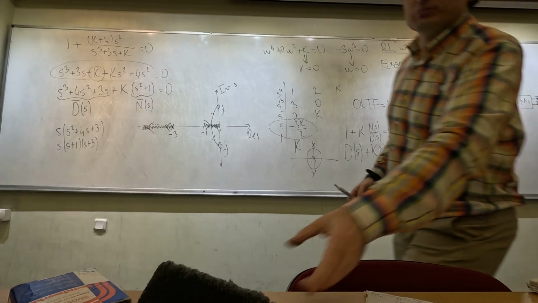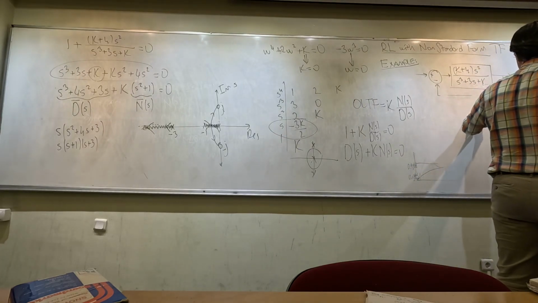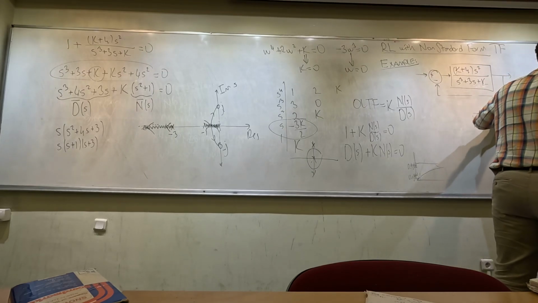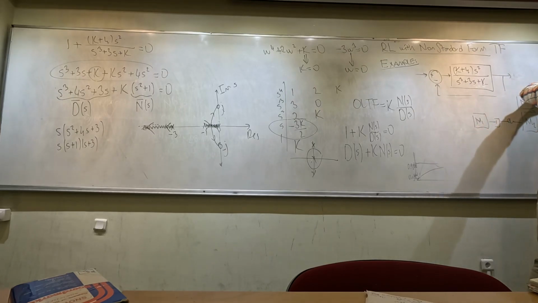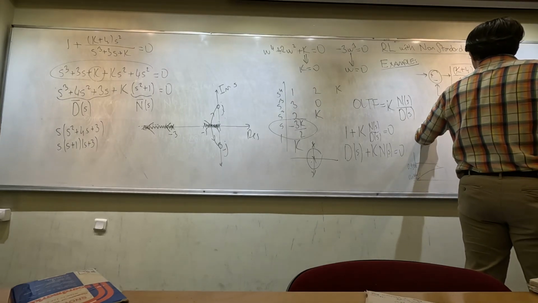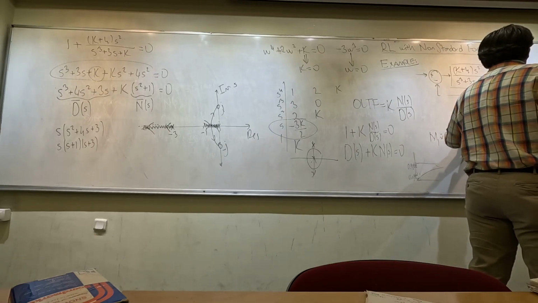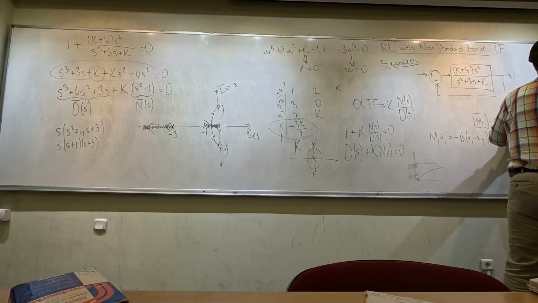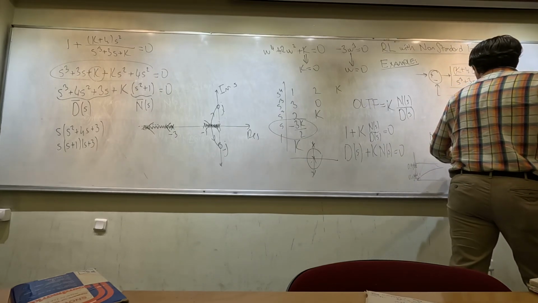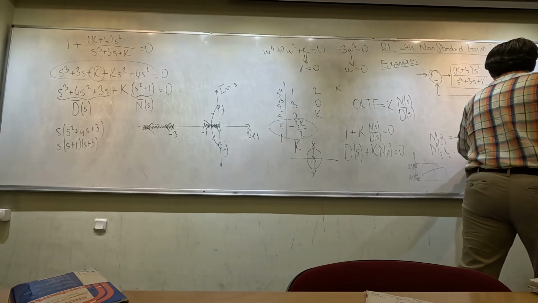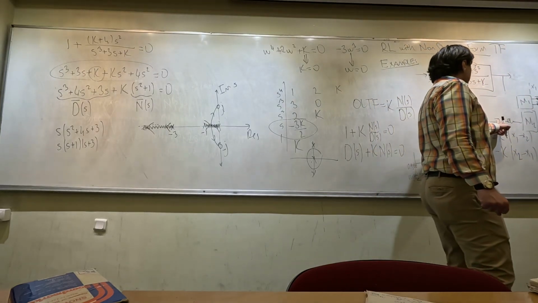Bu zor değil. Asıl problem bunlar birbirine seri bağlandığı zaman. Bunu yazmaya çalışırsam x1, x2 diyorum. m1 x1 double dot eşittir eksi B (x1 dot eksi x2 dot) eksi k (x1 eksi x2), her zamanki kuralımı kullanıyorum. m2 x2 double dot eşittir eksi B (x2 dot eksi x1 dot) eksi k (x2 eksi x1). Bunları hemen yazdım.